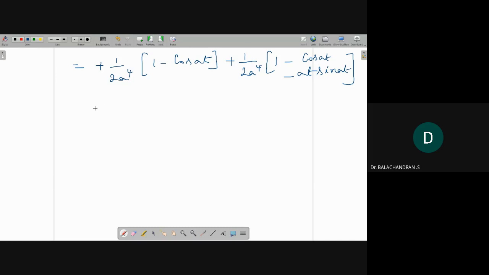If you take 1 by 2a power 4 in common, remaining you have 1 plus 1, 2, minus cos a t, minus cos a t, minus 2 cos a t, and then minus a t into sin a t. I think I gave this answer, is it correct? 1 by 2a power 4 into (2 minus 2 cos a t minus a t sin a t).